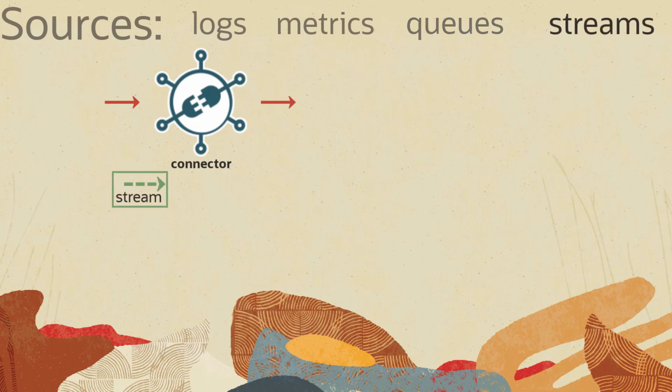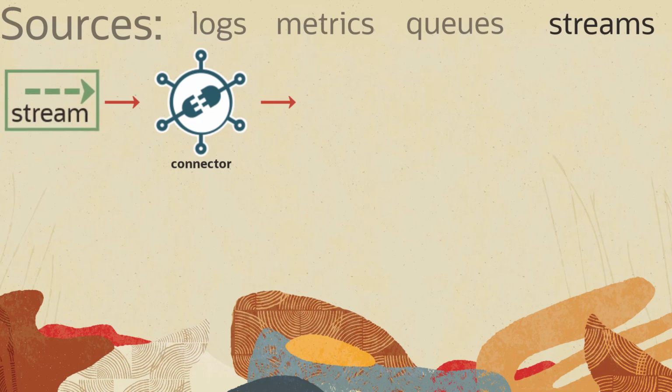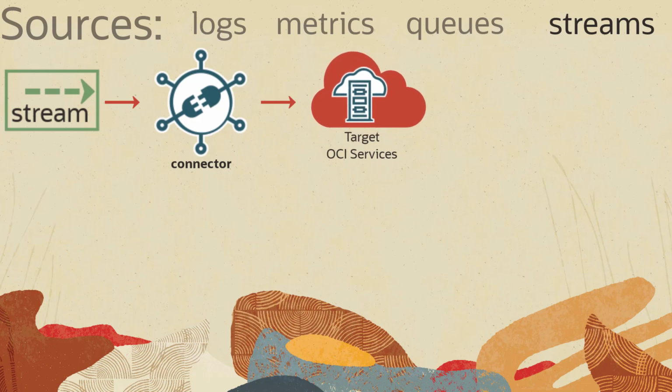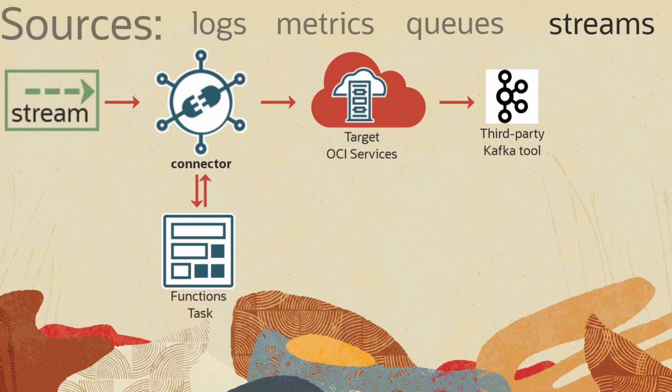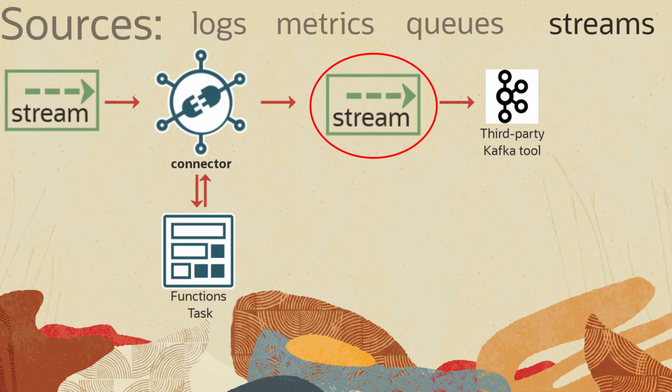Finally, the fourth source is streams from OCI Streaming. You can transfer streams to other OCI services and to third-party Kafka tools. For example, you can move streams to a tool, process the streams with a function from OCI Functions, then move the processed streams back to streaming for output to a tool.